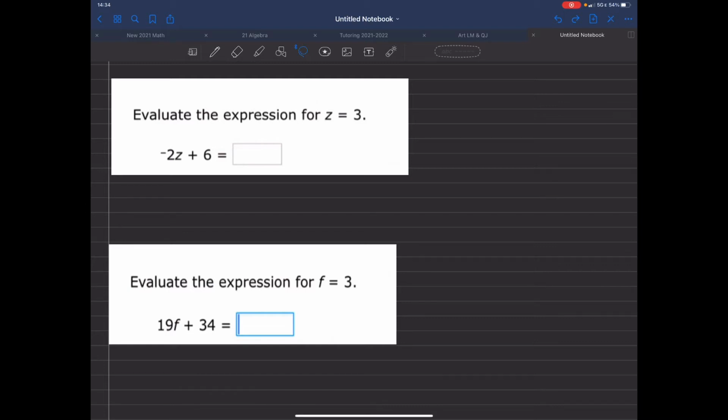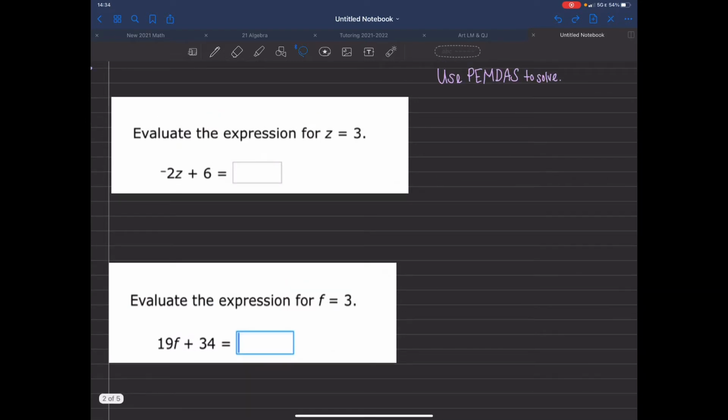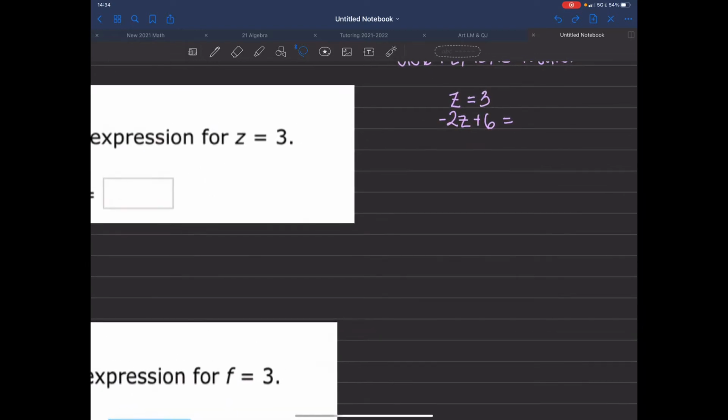For the next problem, evaluate the expression for z equals 3. So I have negative 2z plus 6. I'm going to write this out. Let's see, we're going to use PEMDAS to solve. So z equals 3. And then I have negative 2 times z plus 6. I write that out, negative 2 times 3 plus 6. So negative 6 plus 6 equals 0. And that's my solution.